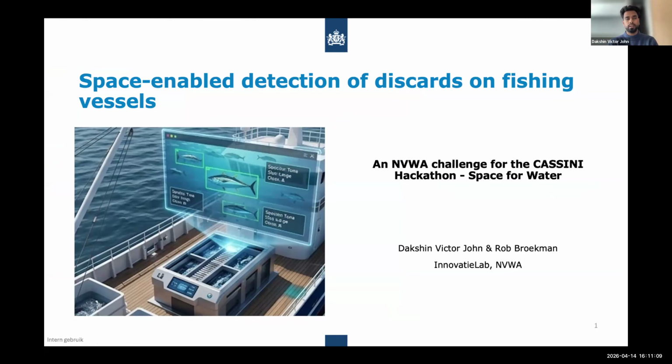EM is electronic monitoring. It is a concept of having cameras on board vessels so that you could have compliance monitoring, maybe even inform fisheries and sustainable fisheries management. This is to curb illegal, unreported, and unregulated fishing. Through that project which we are working on, we've decided to pitch a challenge that we are facing, and we thought maybe this is a good pitch for the hackathon, and that is space-enabled detection of discards on fishing vessels.